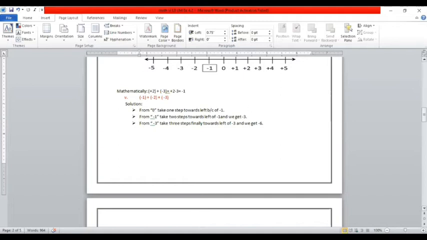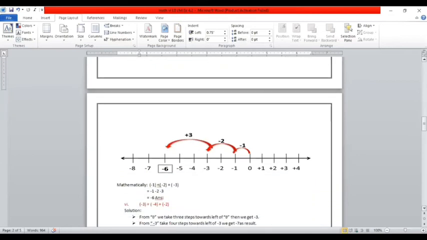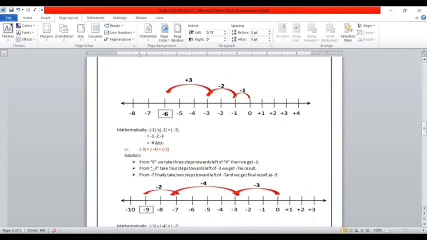Let us see on the number line. First of all, from 0 to minus 1, 1 step. I have written here 1 step. Okay. From minus 1, due to minus, I have to move 2 steps more towards the same left direction. Here, 1 step, 2 steps. I got the result minus 3.